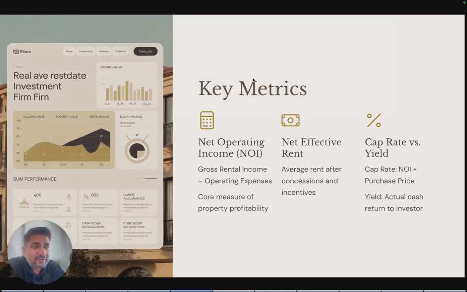This is the average rent received after accounting for concessions, free rent, and other incentives. Then you have cap rate versus yield. Cap rate is NOI divided by purchase price, used to compare the relative value of different properties. And yield often refers to the actual cash return to the investor, factoring in leverage and other variables.